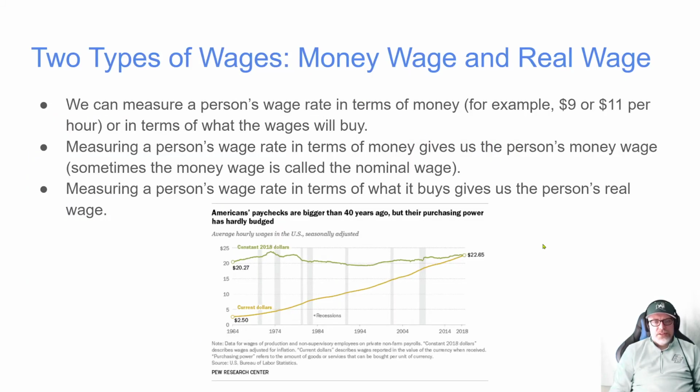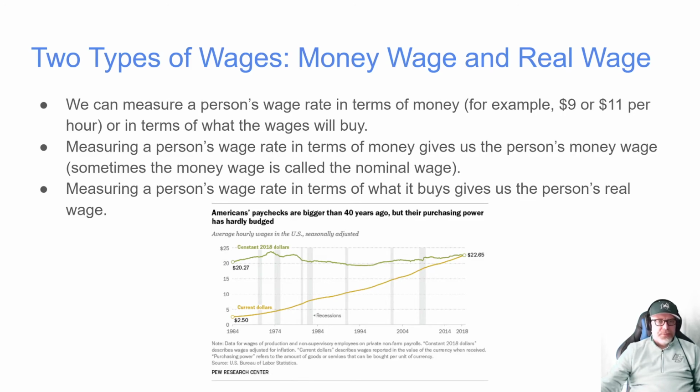So there's two types of wages. There's the money wage and the real wage. You can measure a person's wage rate in terms of money. For example, is it 9 or 11 or $100 per hour. If you measure a person's wage rate in terms of money, it gives the person's money wage, which is sometimes also called the nominal wage. Measuring a person's wage rate in terms of what it buys gives the person's real wage.